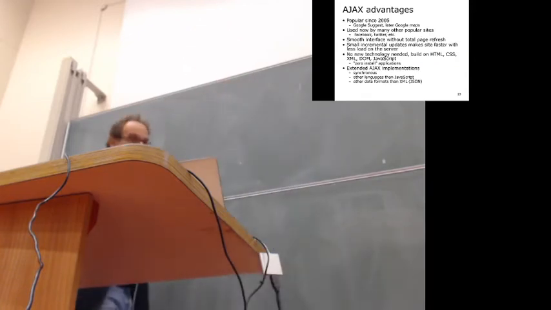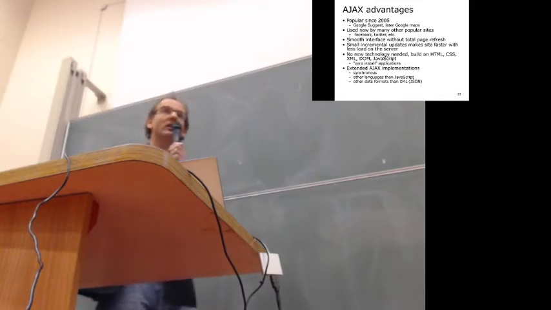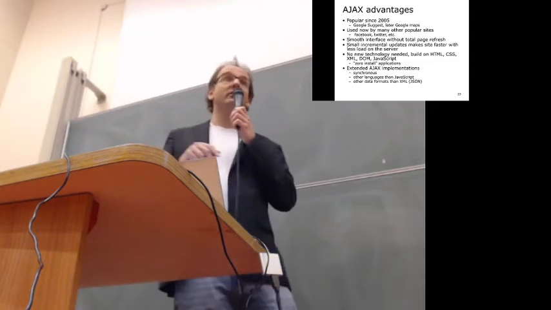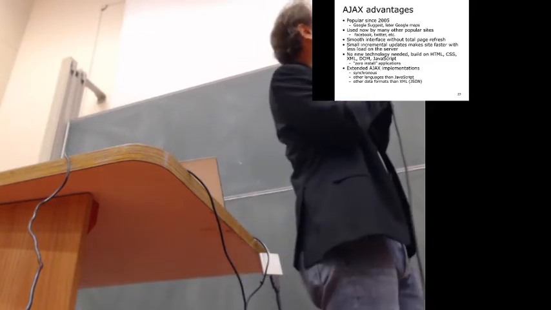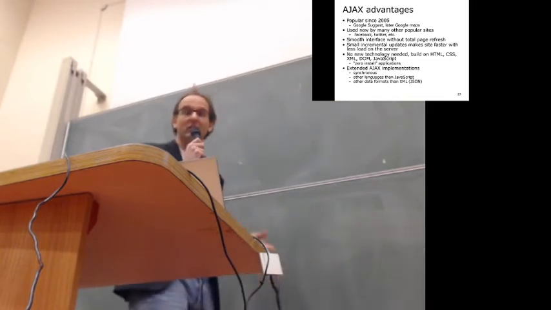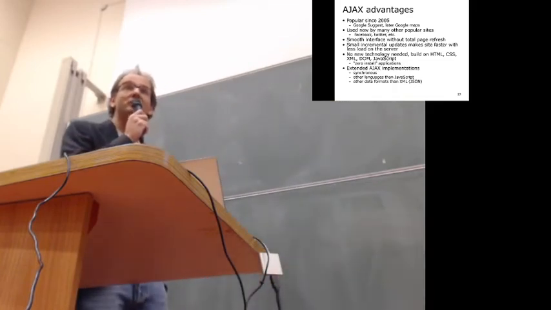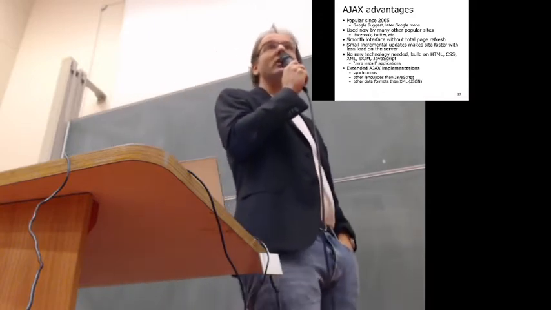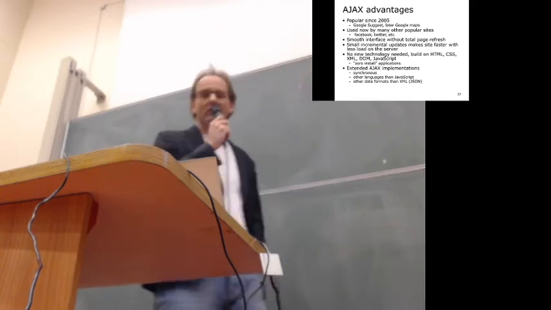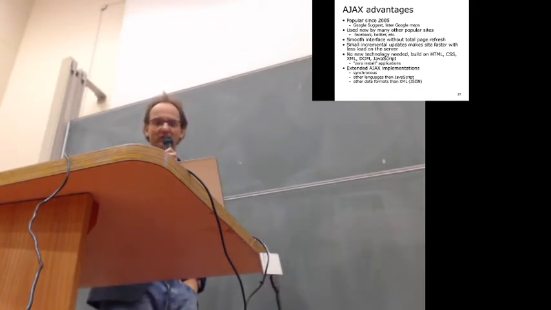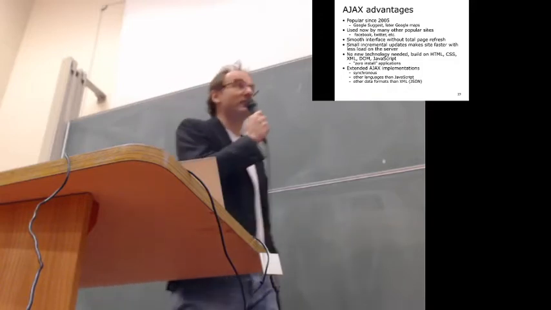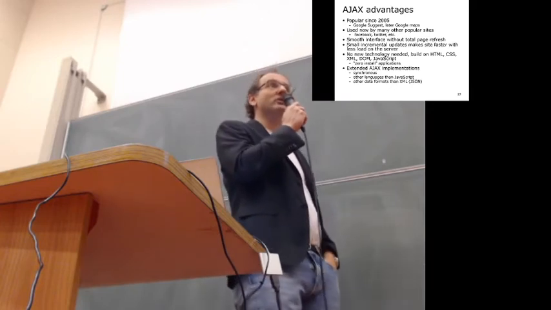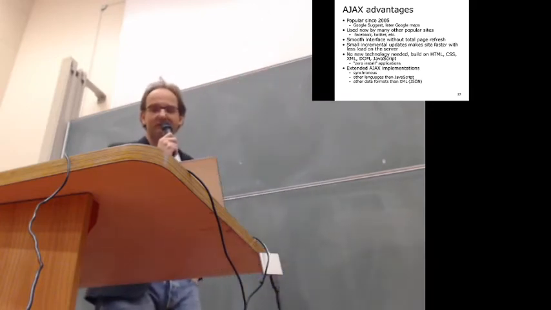So AJAX became really popular by this feature of Google that it will autocomplete your results, right? Google called it Google Suggest. But later Google Maps also used it heavily, and very soon after Google started to use it, many other popular websites also used it. The big advantage is that it allows this smooth transition to get new information in from the server without doing this total page refresh, right?